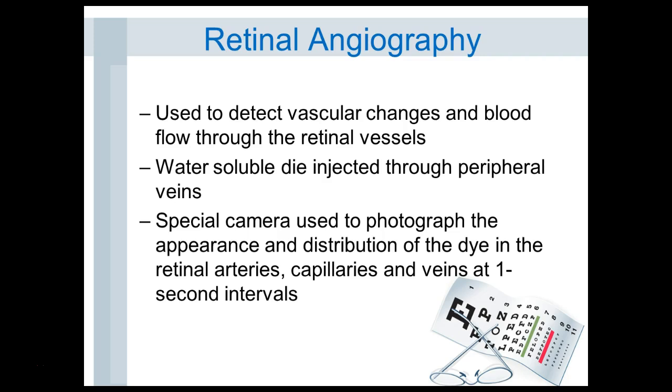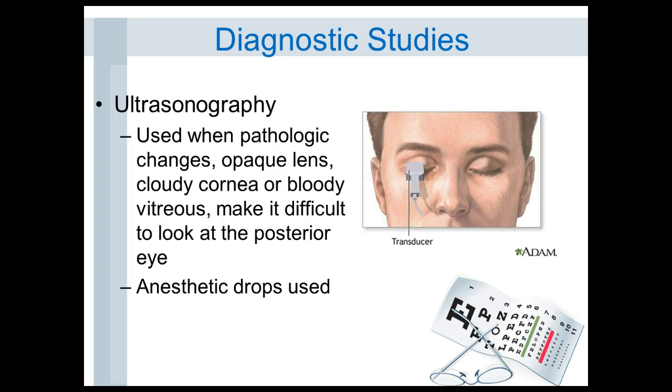Retinal angiography. Used to detect vascular changes in the blood flow through the retinal vessels. It's a water-soluble dye that's given through the peripheral veins. Special cameras are used to photograph the appearance and the distribution of the dye in the retinal arteries, capillaries, and veins. Very similar to an angiography that they would do on the heart, the coronary arteries.